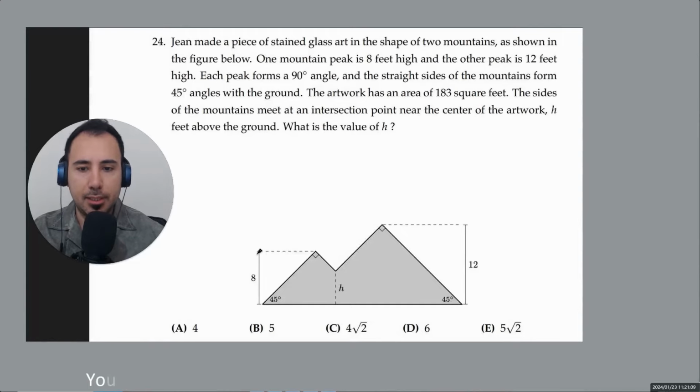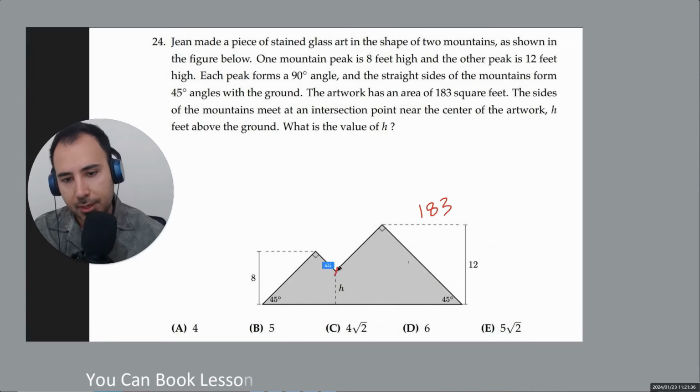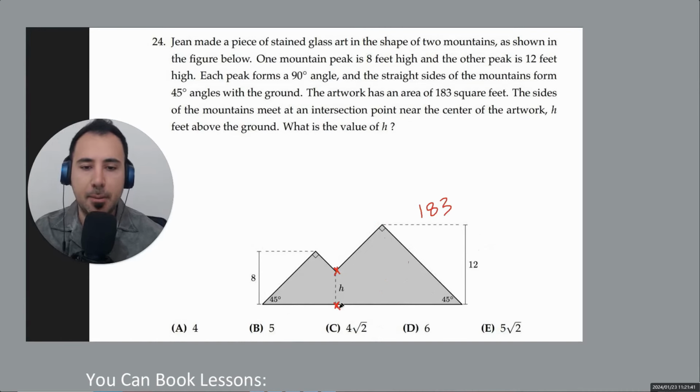Okay, let's review the question together. This one is 8 feet high. This one is 12. There are going to be 2 90-degree angles here, 145, 145. The only extra point here that is not in the picture is the total area. All of this area is actually 183 square feet. And what does the question want? It wants this one from here all the way to here. This is what is needed to find.